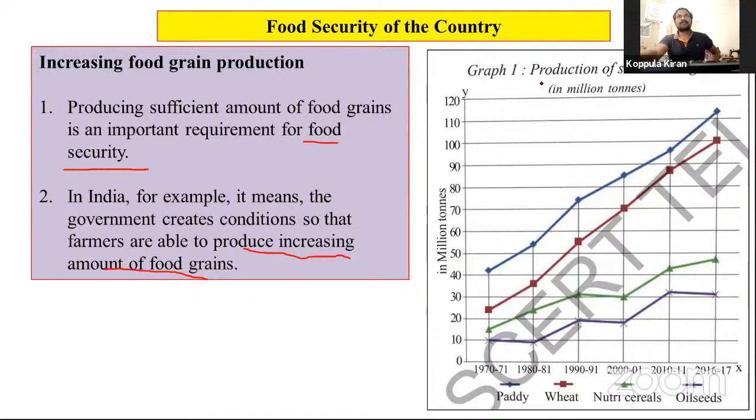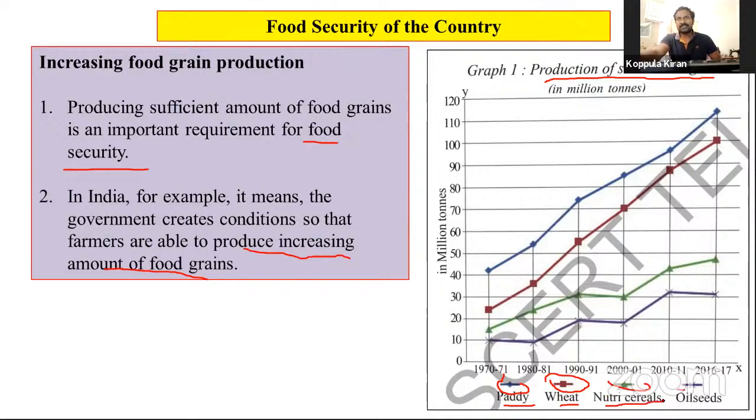See graph one: production of select food grains. What are the food grains? See this graph. I hope you can understand it, because you have already learned in mathematics how to understand graphs. This is the x-axis, and this is the y-axis. On the x-axis we have taken food grains, paddy and wheat. These are the indications in the graph. Look carefully at these colors and graph lines.